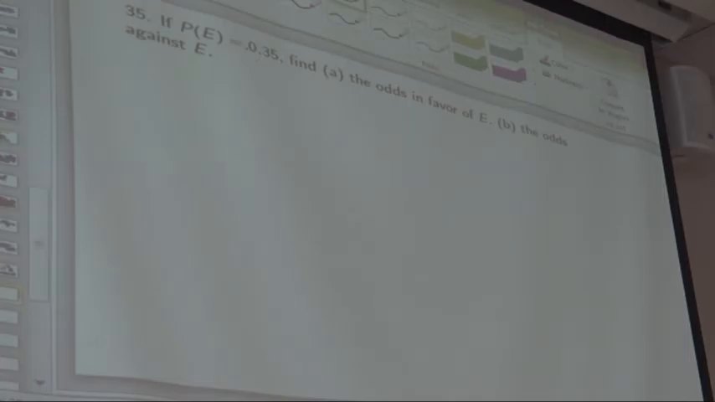Now we're going to compute the probability. Probability is given as 0.35, and we're going to find the odds in favor of E. So the probability of E is 0.35, which means 35 over 100. Let's simplify this. If we divide by 5, we get 7 over 20. That is a probability. And what is odds?